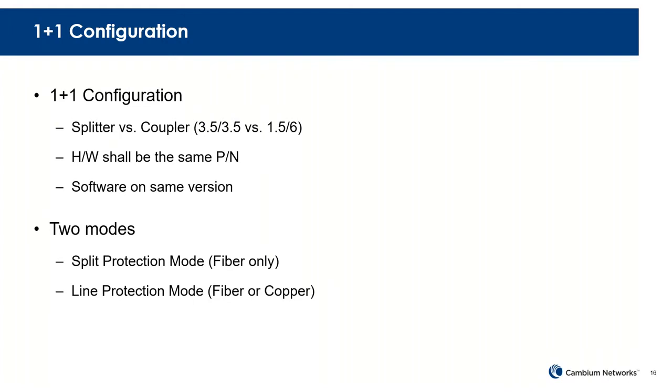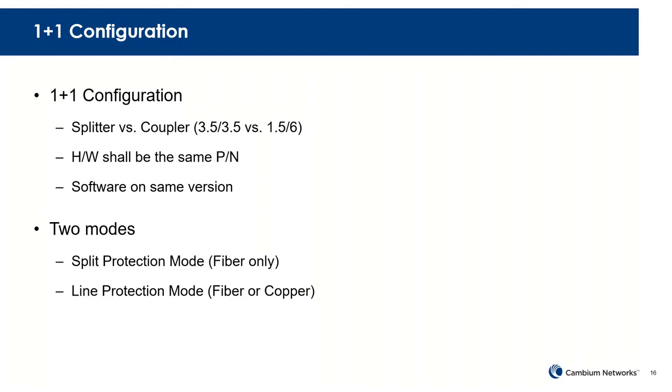If they are different part numbers, the radio will always complain about a configuration mismatch or something like that, so it will never work. Same thing, software needs to be installed on the same version. So with the 1+1 hot standby, make sure you use the same part number and the same software version, and use a coupler.